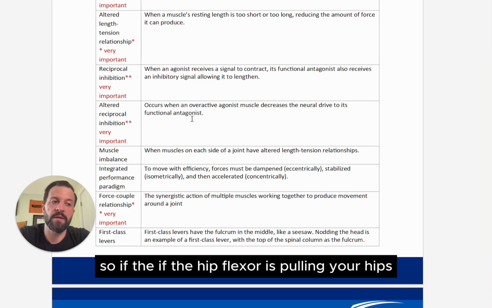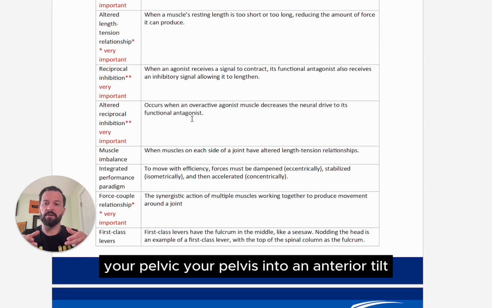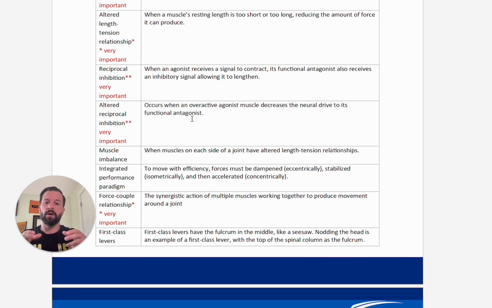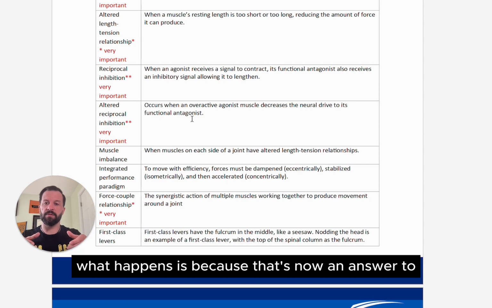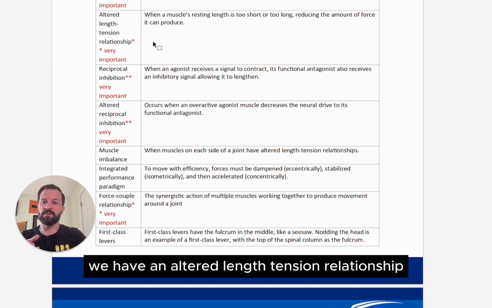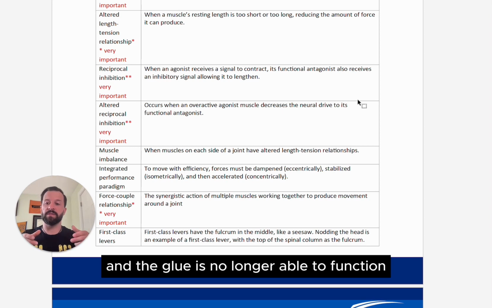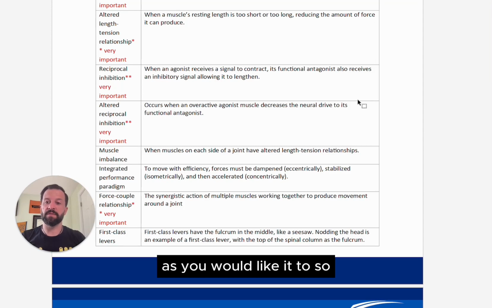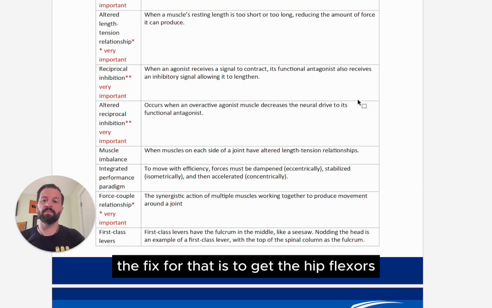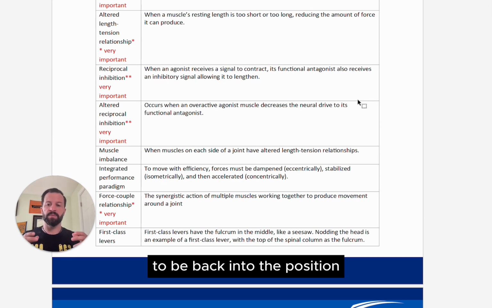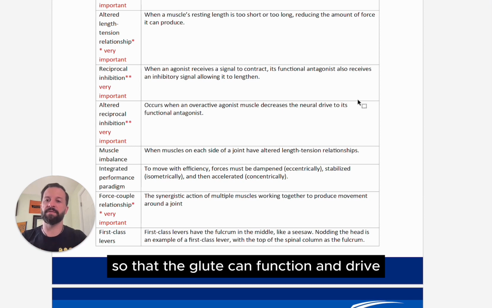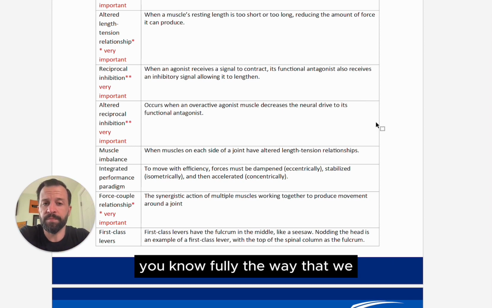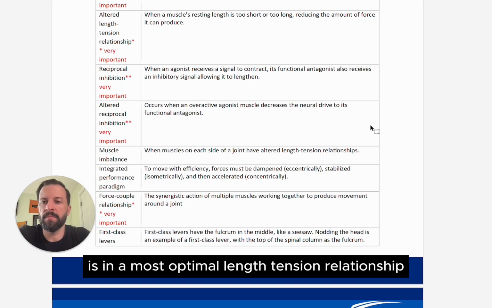So if the hip flexor is pulling your hips, your pelvis, into an anterior tilt, then because that's now in an anterior tilt, we have an altered length-tension relationship, and the glute is no longer able to function or to get the same amount of drive as you would like it to. So the fix for that is to get the hip flexors back into the position that we want them to be in, so that the glute can function and drive fully, in the most optimal length-tension relationship.